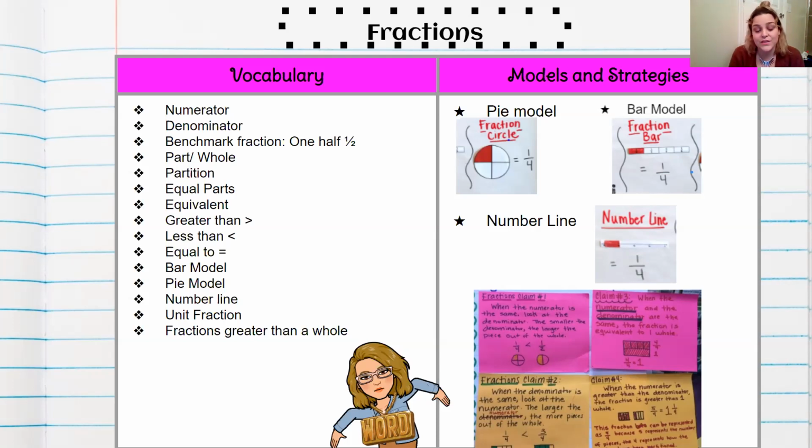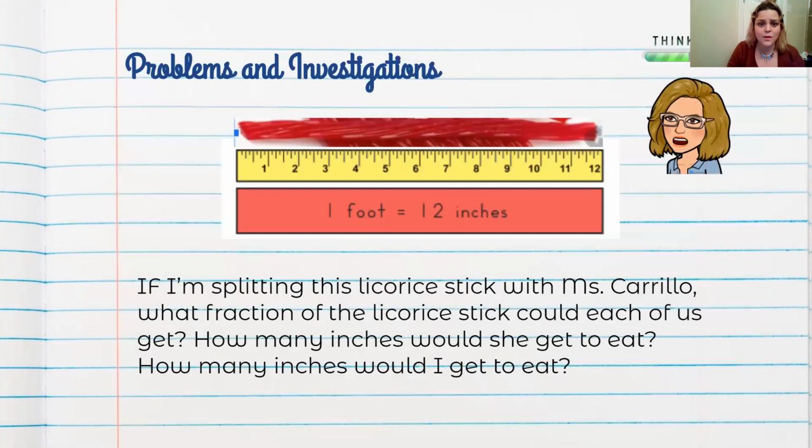So we saw that if it's 5/4, we know that that is greater than 1 whole, right? If I have 2 Kit Kat bars and they're both partitioned into those 4 pieces, and I say, hey, I ate 5/4 of Kit Kat bars, that means I ate 1 whole Kit Kat bar and 1/4 of the second one. So now we're gonna move on to our problems and investigation.